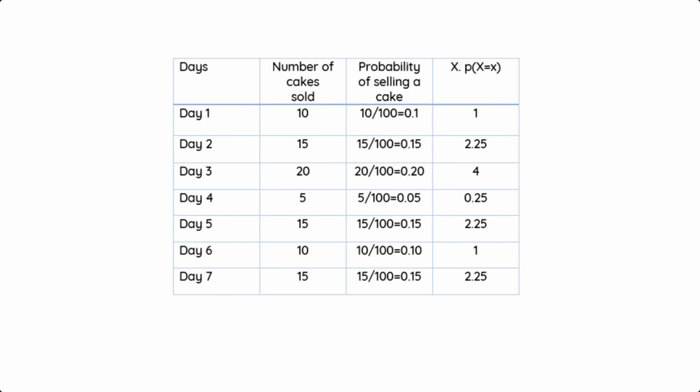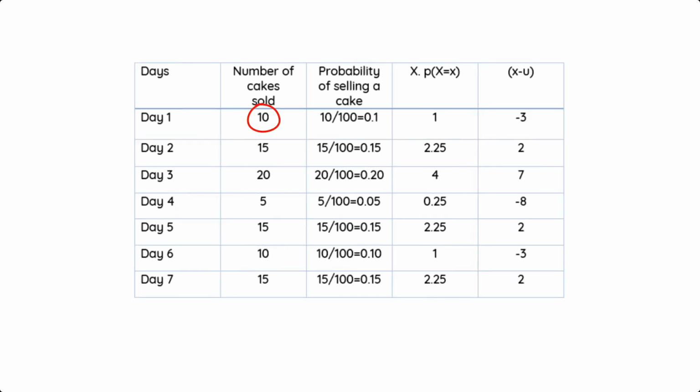So we need a column for x minus mu. That means each of the random variables minus the expected value. So 10 minus 13, we have our answer to be equal to minus 3. 15 minus 13, we have 2. 20 minus 13, that gives us 7. We have 5 minus 13, that gives us minus 8. We have 15 minus 13, that gives us 2. We have 10 minus 13, that gives us minus 3. And we have 15 minus 13, that gives us 2.